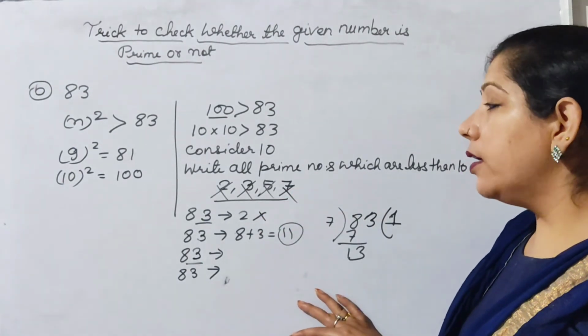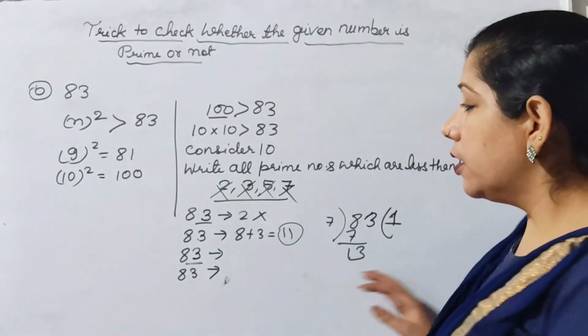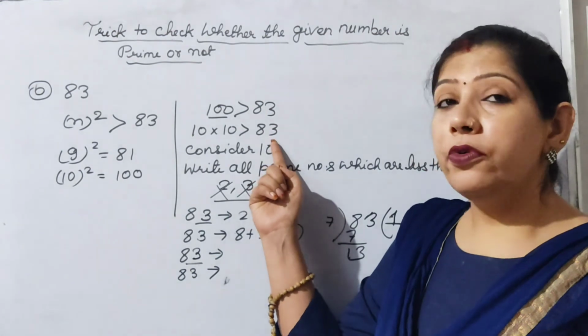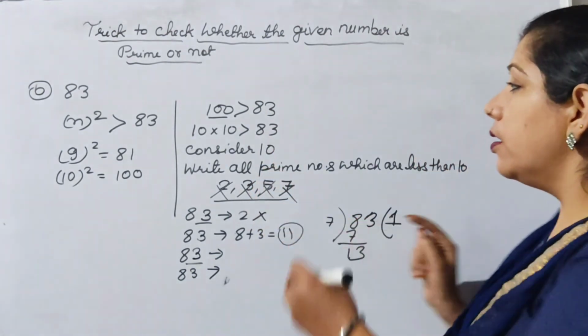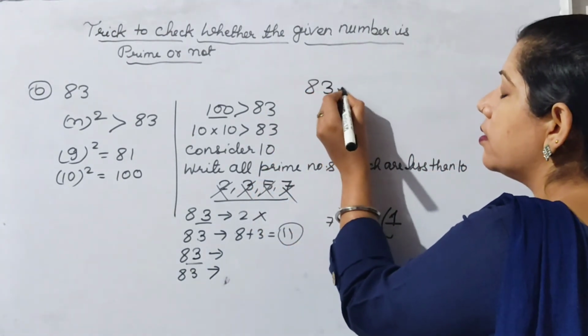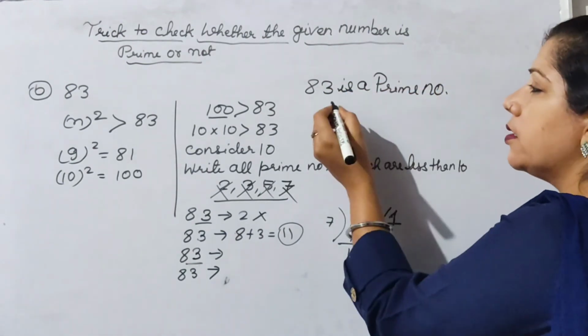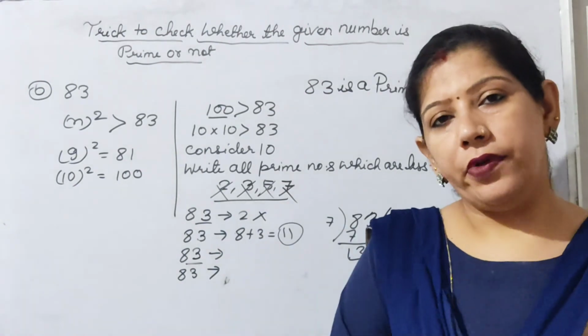So what does it mean? It means it is not divisible by any of the prime numbers. So this 83 is a prime number because it has only 2 factors.